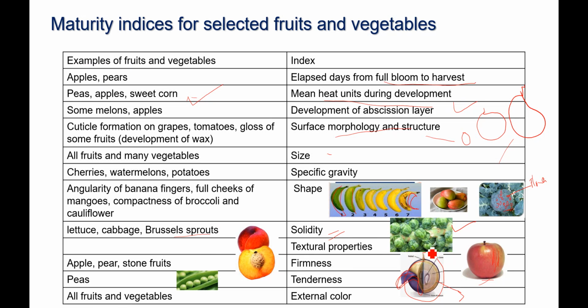Textural properties also change. Apple, pear and other stone fruits: firmness increases, their internal color changes, external color changes. In case of peas, the tenderness varies from immature to mature stage, and in most cases the external color of all fruits and vegetables changes.